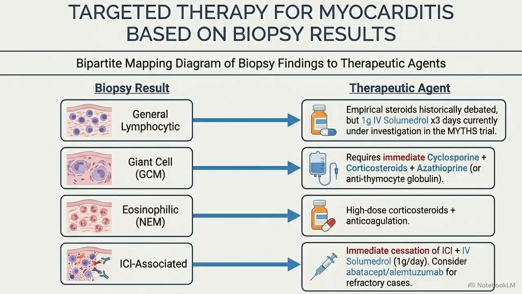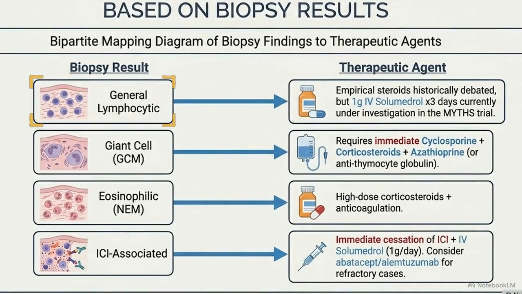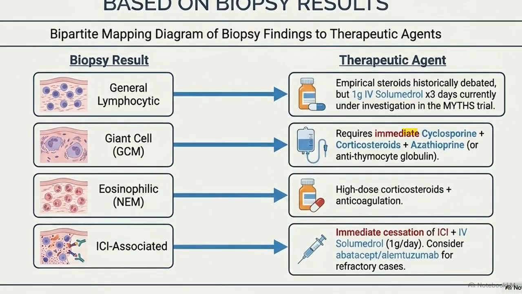This diagram shows why guessing pathology is dangerous. Physicians must match exact biopsy results to specific therapies. A general lymphocytic presentation calls for empirical steroids, while an eosinophilic presentation requires anticoagulation. Finally, step C requires targeted immunosuppression, critical for a highly lethal subtype, giant cell myocarditis.